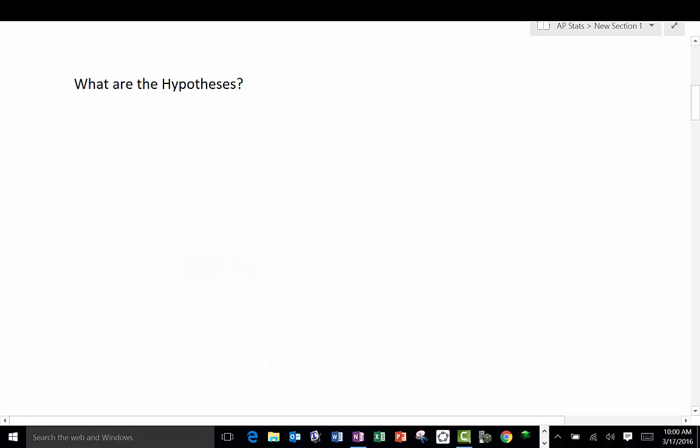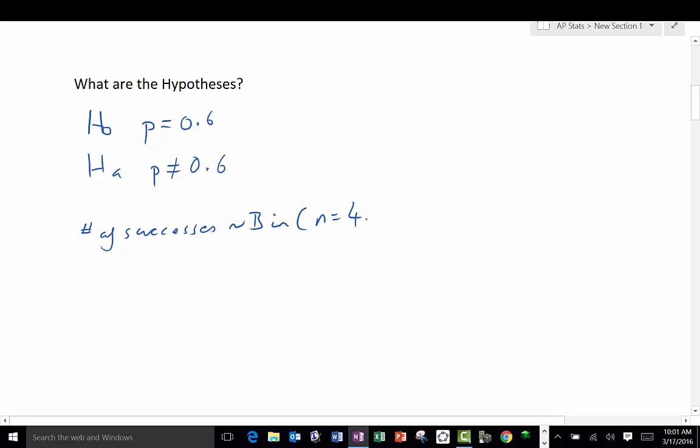Well, the null hypothesis, according to the question about the claim, is that the probability of success is 0.6. The alternate hypothesis, therefore, is that the probability of success is not 0.6. If it were 0.6, then the conditions of the binomial are met. The number of successes should follow a binomial with n equal 4 trials, and the probability of success is 0.6. We know that the trials are independent, so this indeed should be the correct calculation.